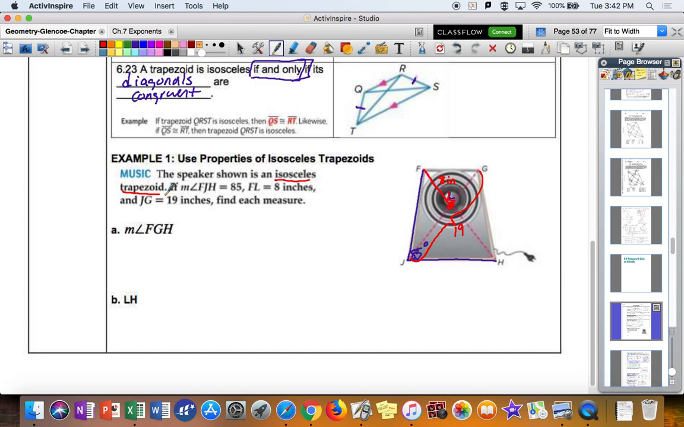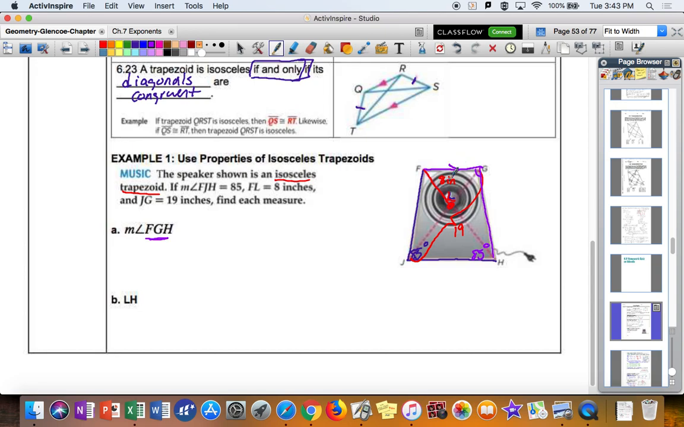So first question is, what is FGH? So F to G to H is this over here. So this angle right here. All right, so let's see. We know that in an isosceles trapezoid, the base angles are congruent. So if we know this is 85, then we also know this other base angle over here is 85 degrees.